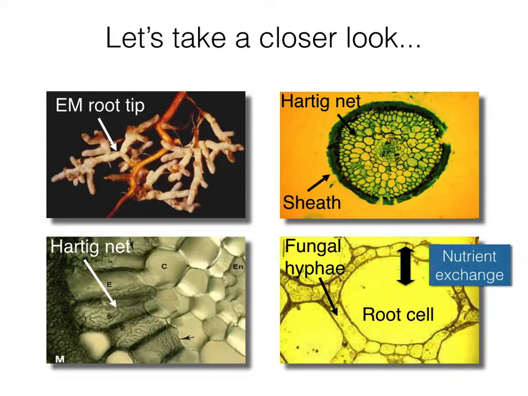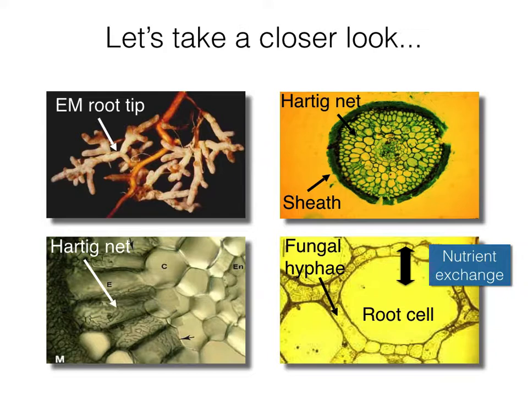The lower right diagram just zooms in a little bit closer to show you a single cortical root cell and the fungal hyphae that is essentially enveloping that cell. Okay, and so that's just a close-up of a couple different cells, cortical cells, and the fungal hyphae forming that Hartig net. This, of course, and that big dark arrow going both ways, is where nutrient exchange occurs.